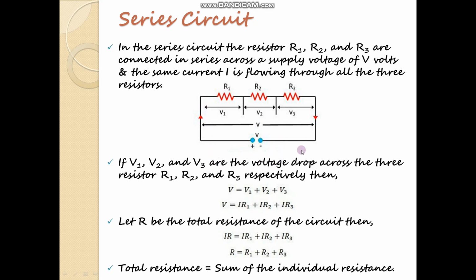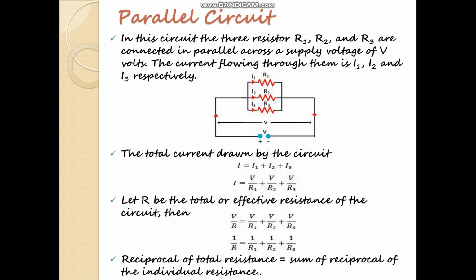Now how to find out the equivalent or total resistance? It is the addition of all the resistances which are connected in series. So here in this circuit, total or equivalent resistance is R1 plus R2 plus R3. Means in a series circuit, the current is the same and total resistance is the summation of all the resistances which are connected in that circuit.